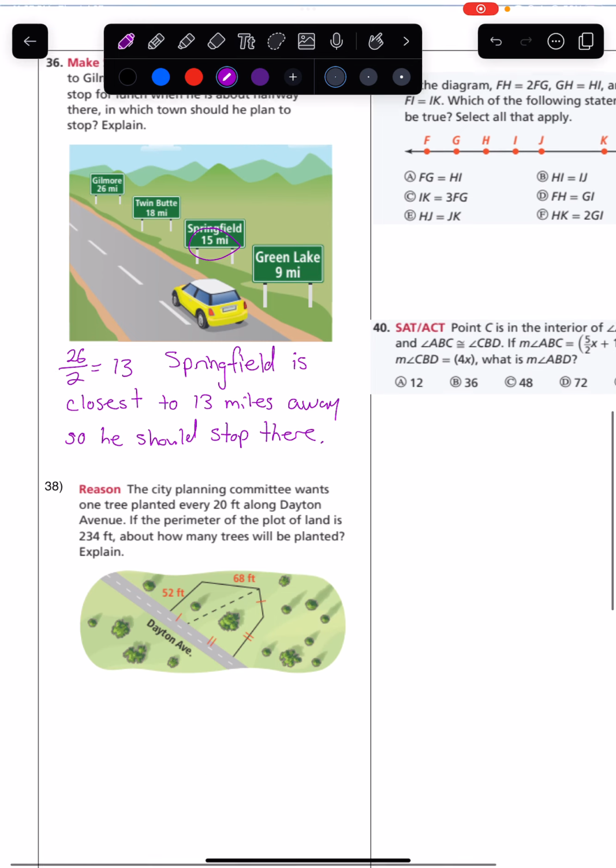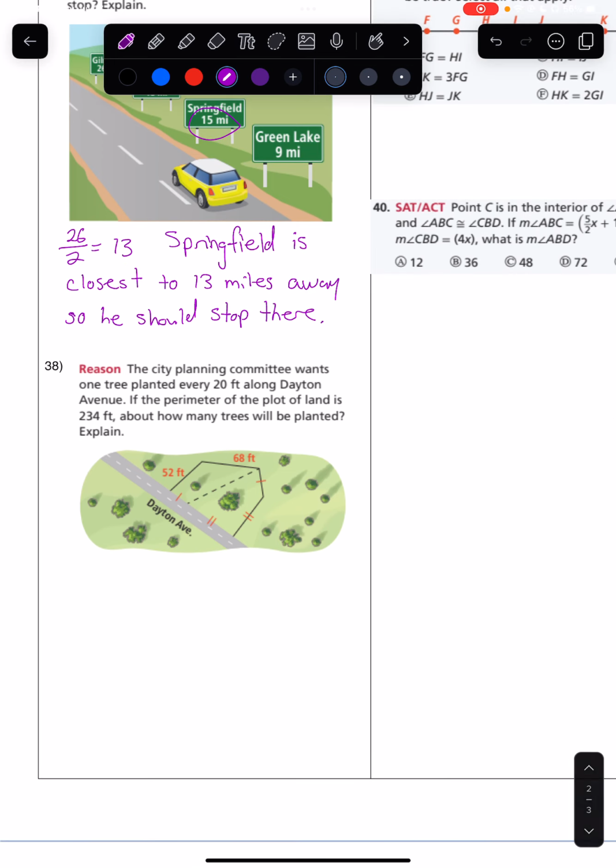All right, number 38. The City Planning Committee wants one tree planted every 20 feet along Dayton Avenue. If the perimeter of the plot of land is 234 feet, about how many trees will be planted, and explain? So if we're going through here and we say, well, the whole shape, including this street frontage, is 234 feet, and we know some of those, we can do 234 minus 52 minus 68. That's going to give us 114 feet of frontage.